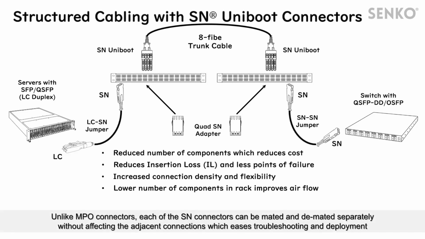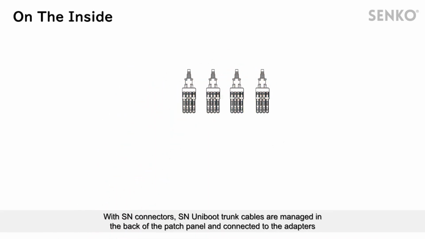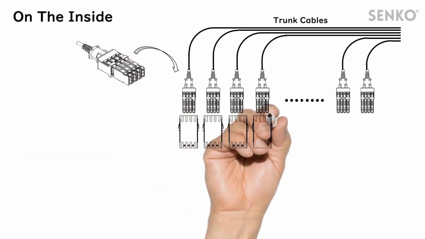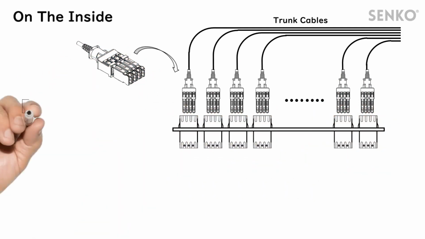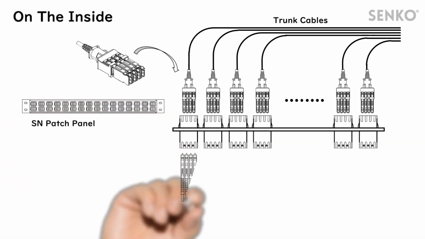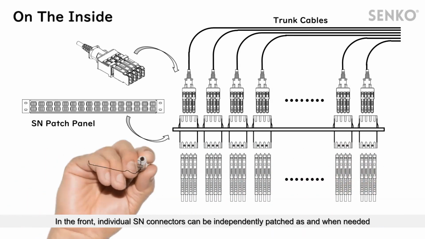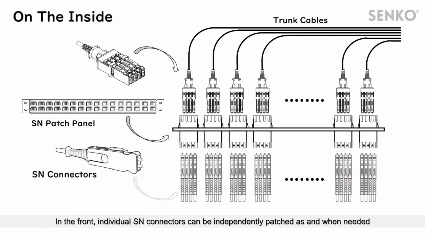Unlike MPO connectors, each of the SN connectors can be mated and demated separately without affecting the adjacent connections, which eases troubleshooting and deployment. With SN connectors, SN Uniboot trunk cables are managed in the back of the patch panel and connected to the adapters. In the front, individual SN connectors can be independently patched as and when needed.